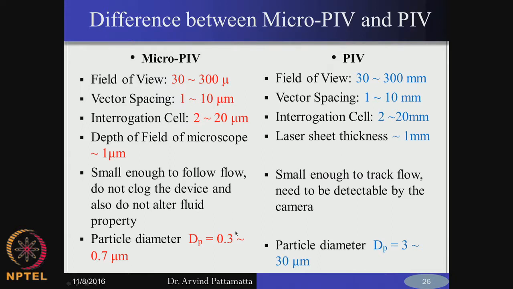So, for one they will not be too much affected by gravity because of the inherently very small particle size, but at the same time you need a smaller interrogation cell, you need a smaller field of view, and the laser sheet should also be very small. Here it should be of the order of a micron. For example, in the conventional case the laser sheet thickness should be of the order of a millimeter, and the pulse of the laser also should be considerably smaller.